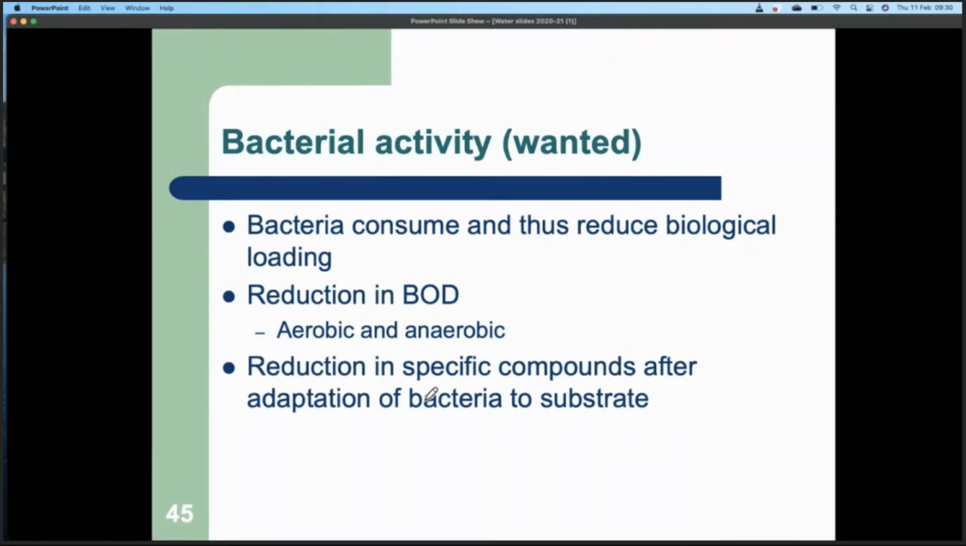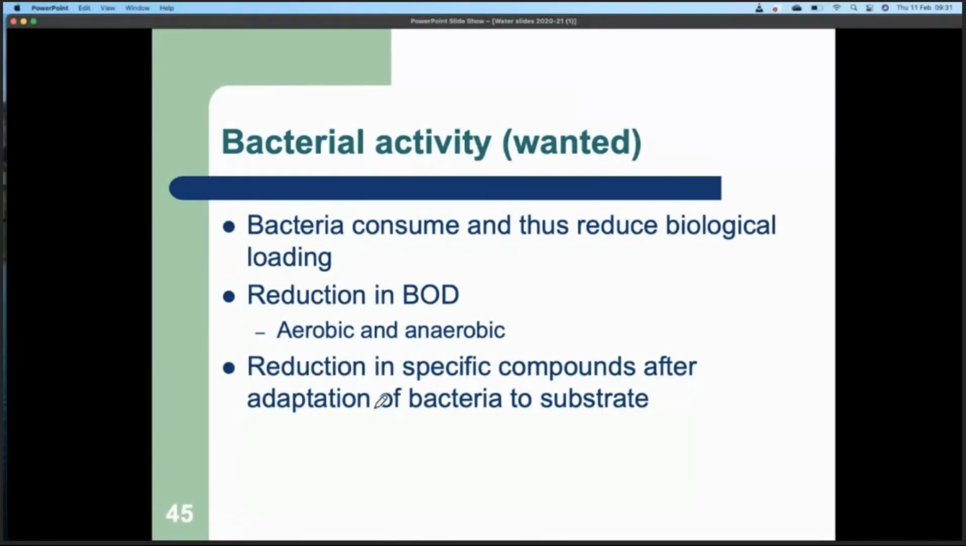So the primary function of the treatment here is reduction in BOD. Reduction in BOD can be achieved aerobically or anaerobically, and I mentioned this already, that you have anaerobic treatment for the sewage sludge. For the secondary treatment, you use aerobic treatment. For the sludge treatment, you use anaerobic treatment, and we'll get to that in a very short while, why you use these different things.